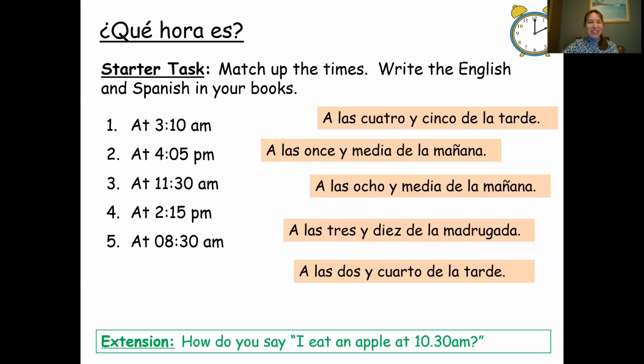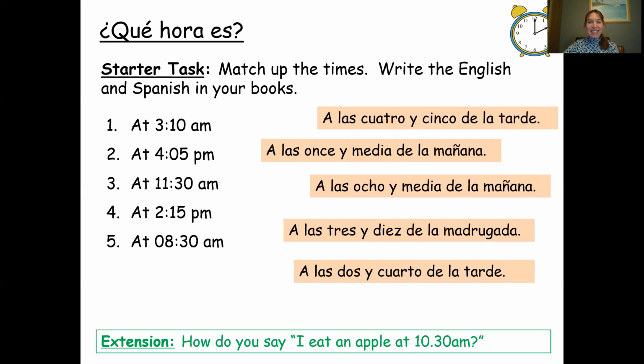Okay, empezamos entonces. So your starter task for today is to recall the learning we did in our last lesson when we're talking about time in the sense of at such and such a time rather than saying it is such and such a time. So I would like you to match up the times that you can see there. There are 5. I'd like you to write the English and the Spanish in your books. There's an extension task for how do you say I eat an apple at 10:30 a.m. Okay, so pause this video and give yourself about 3 minutes to do that task.